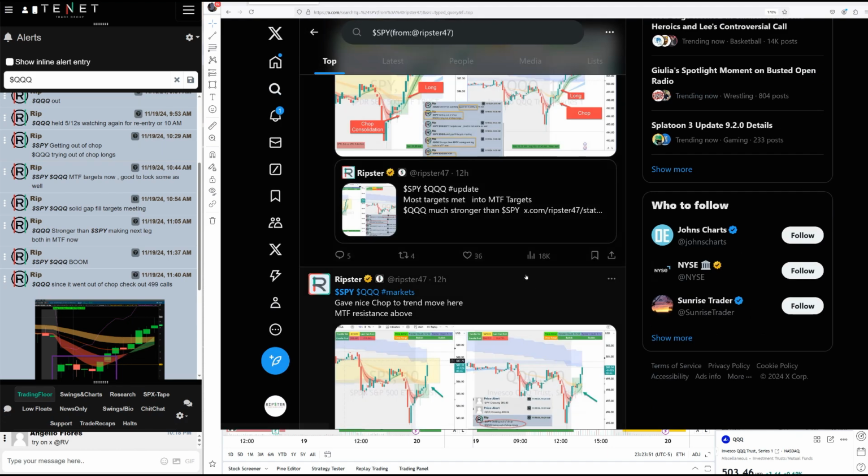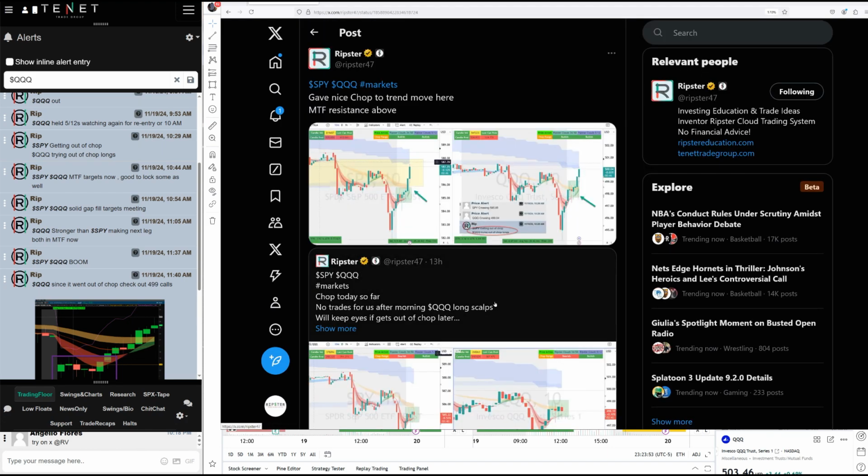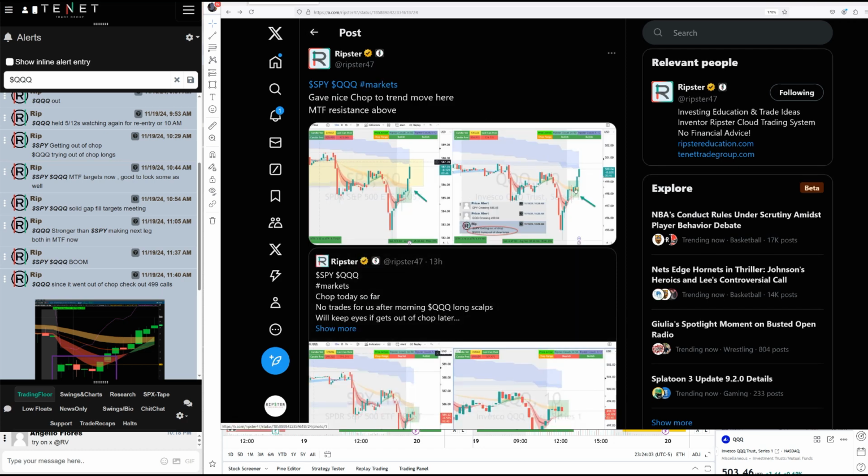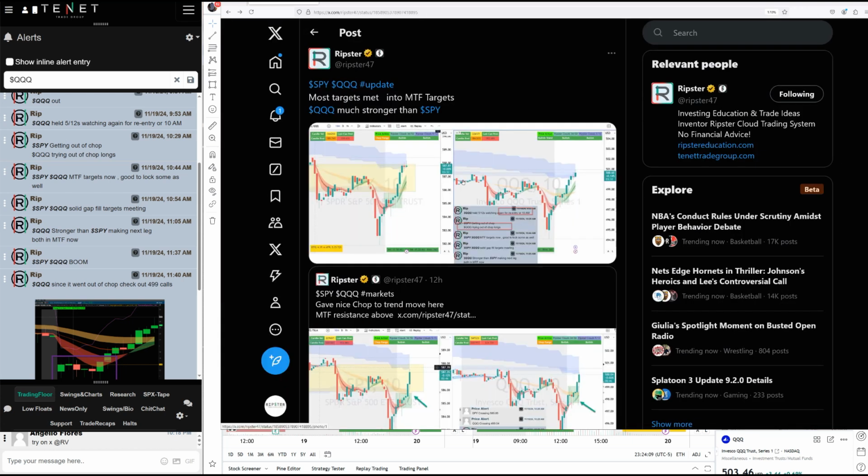If you see that even on the SPY QQQ in the morning, I said chop. We'll keep eyes if it gets out of the chop later. And guess what? We got out of the chop. Chop, breakout, chop, breakout. And this is when I said getting out of the chop. So today was a great day to understand the chop to bullish trend.